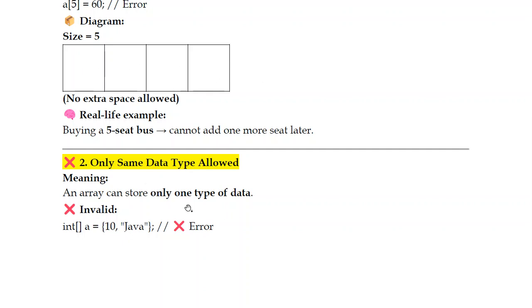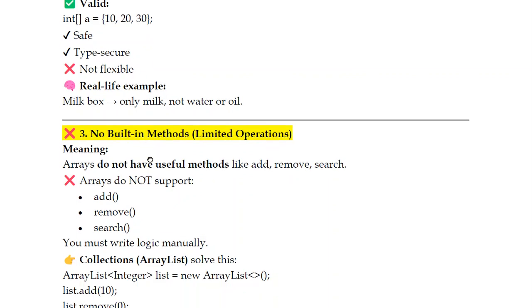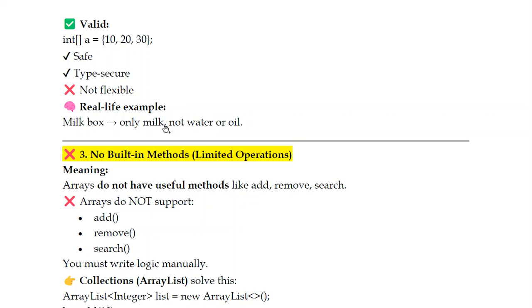Okay. Only the same data type is allowed. Here I'm giving the data type as integer. Hereafter you can't modify it. Unlike Python programming, with lists and all, we can give both homogeneous and heterogeneous data types. Here only homogeneous data items are supported, that is, the same data type alone. Integer means integer values alone. In Java, if I give a string, error. It will store only the integer. So it is safe and type secured, only that type alone is used, but not flexible. Real life example: a milk box means you can store only milk, not water or oil.